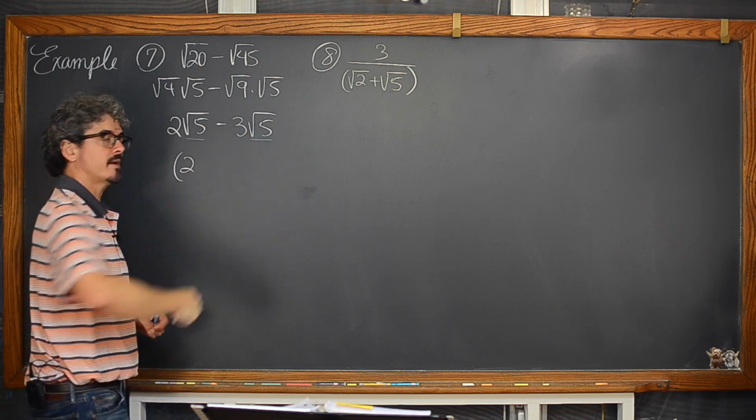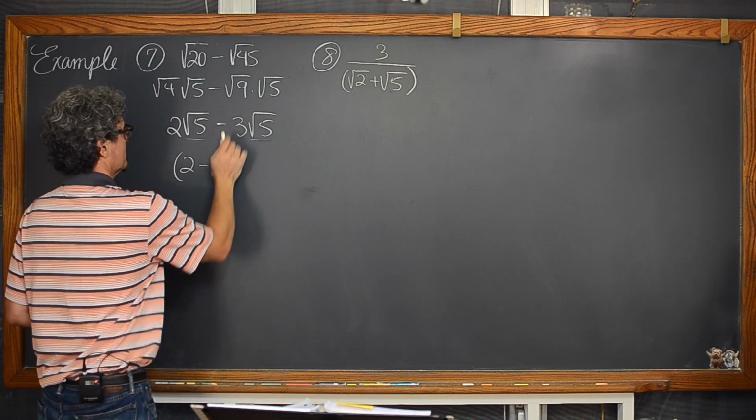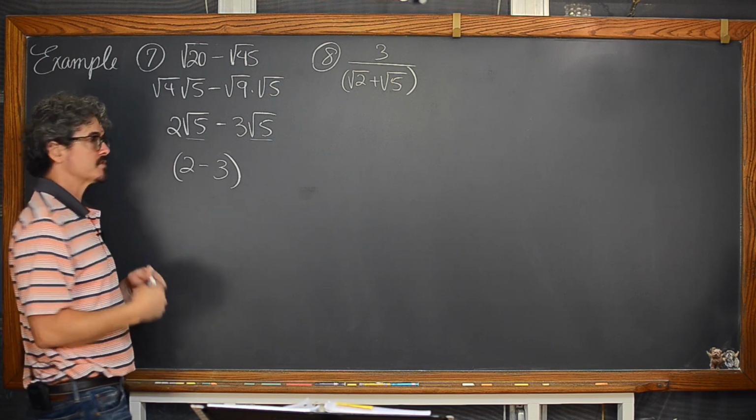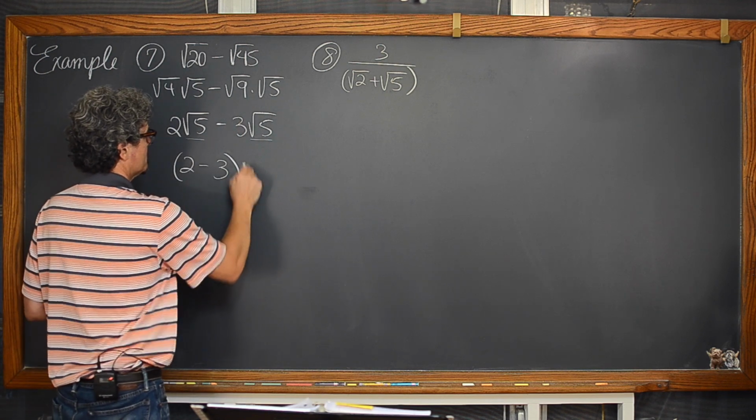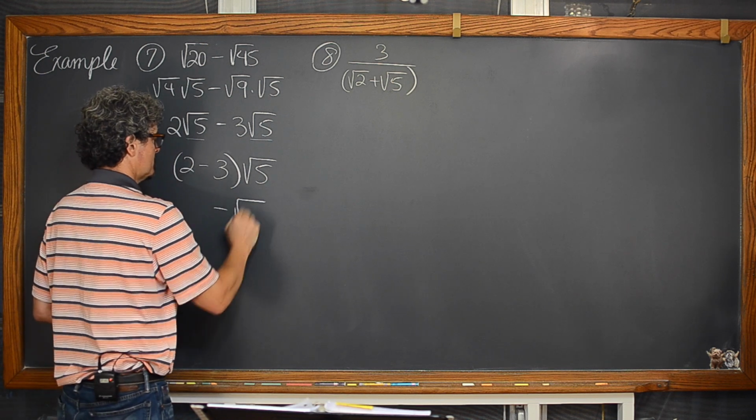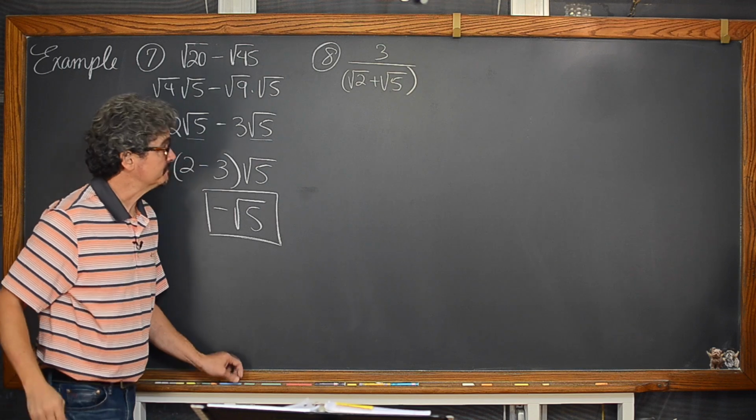This second term divided by the square root of 5 is just going to give us 3. So we have 2 minus 3 in a set of parentheses acting as a coefficient on that common factor that we've taken out of square root of 5. And 2 minus 3 is negative 1 square root of 5. And that is the end of example number 7.